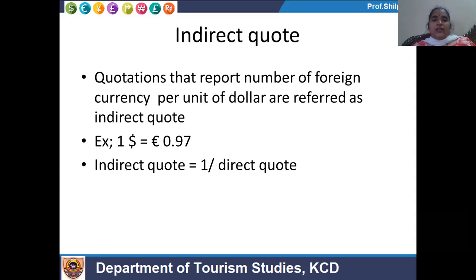Indirect quote, I told you just now, is when the number of foreign currency units is represented in terms of $1. Here, $1 is equal to 0.97 euros, or $1 is equal to 76.92 Indian rupees. This is an indirect quote. And there is a relation between direct quote and indirect quote. They are inversely proportional, meaning indirect quote is equal to 1 by direct quote, or direct quote is equal to 1 upon indirect quote.